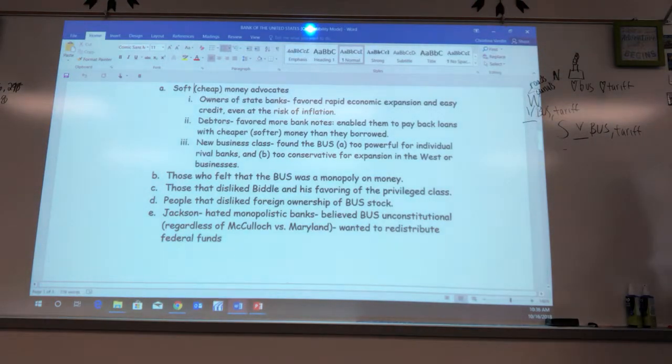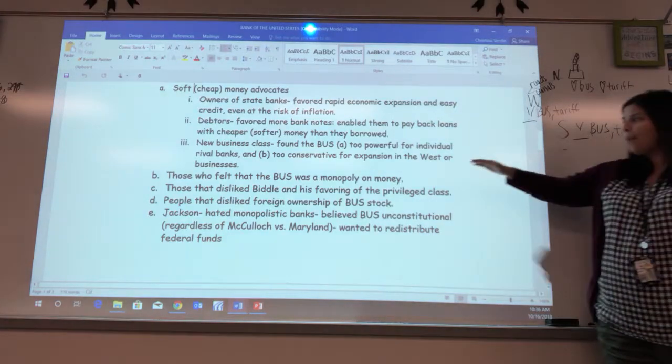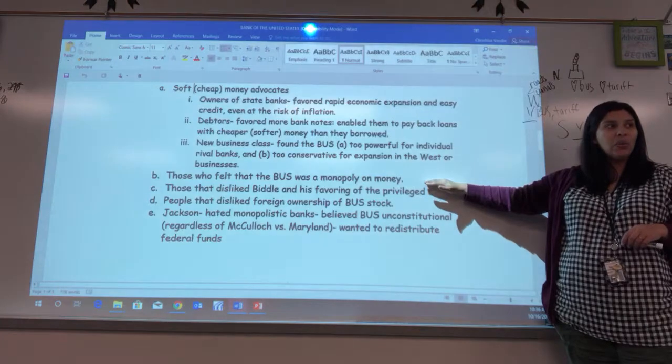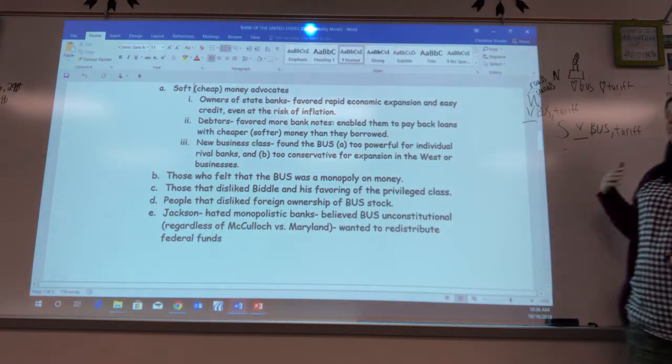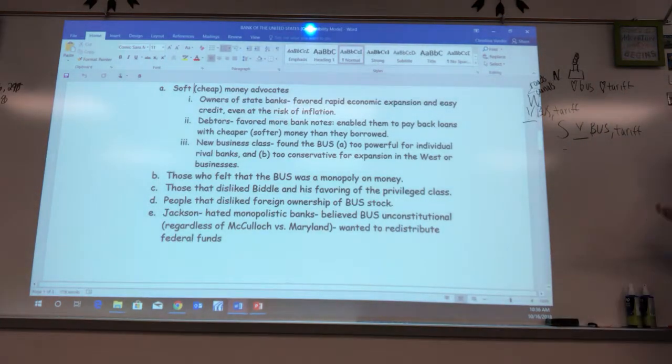Also the new business class. They did not like the bank because do you think the bank's going to loan to them? And so we see they don't like the bank. So we're going to see that there's a lot of people who are against it. If I looked at my regions, what 2 regions are going to be against the bank? The South and the West. They felt the bank was a monopoly because it only lent to who? The rich. They said they disliked Biddle favoring the privileged class.